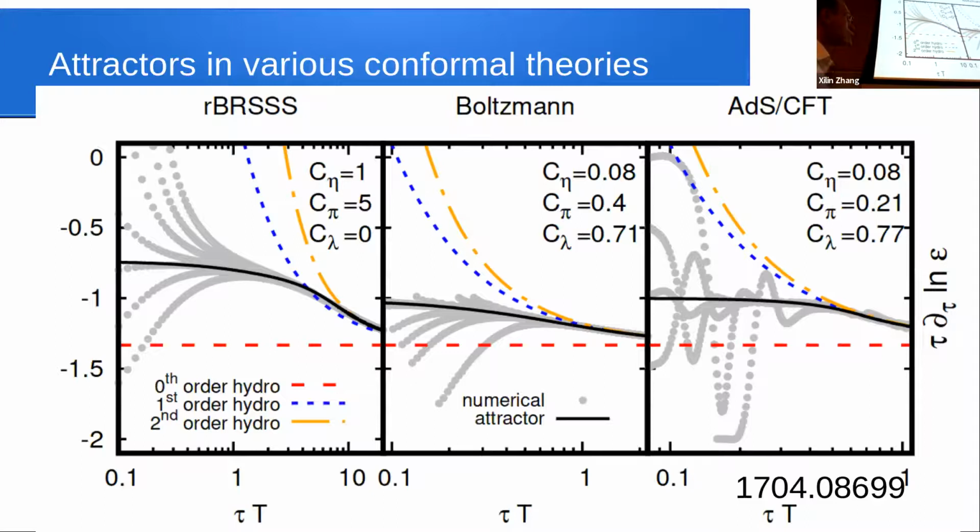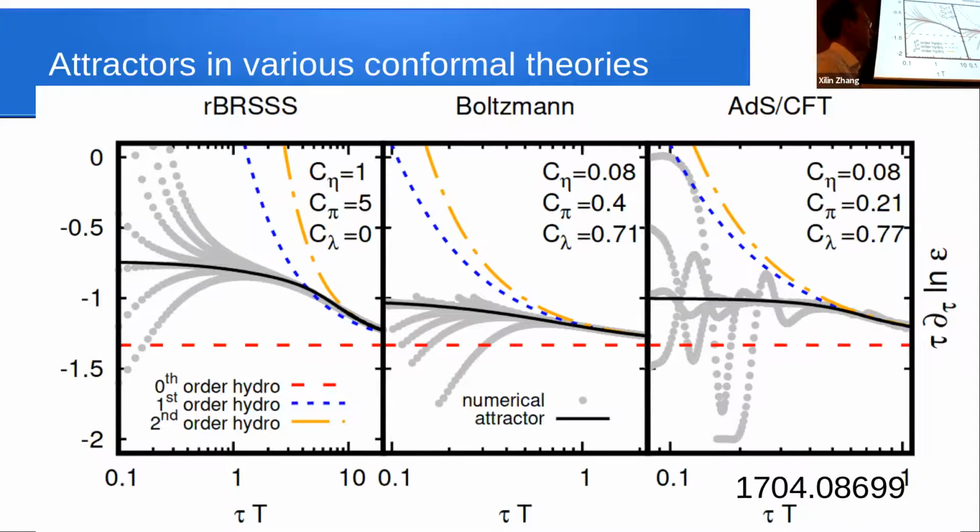And you have a similar feature in the sense that if you compare this to the series expansion at late times, which here is given in blue and orange, then you find that, again, the series expansion comes close to the hydrodynamic attractor for values of tau t of order 1 or similar.